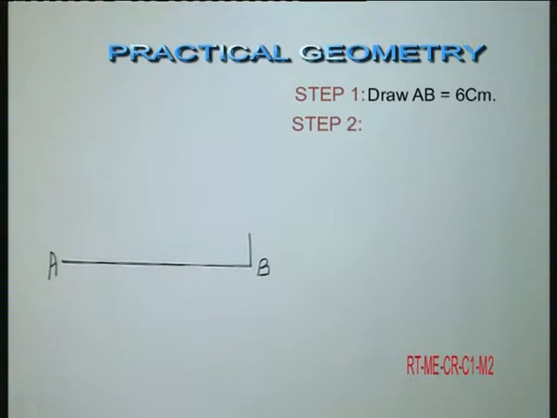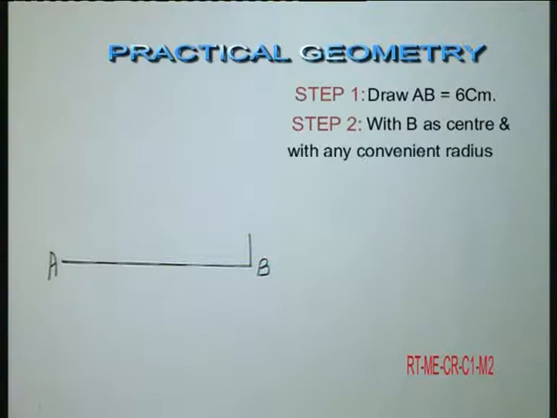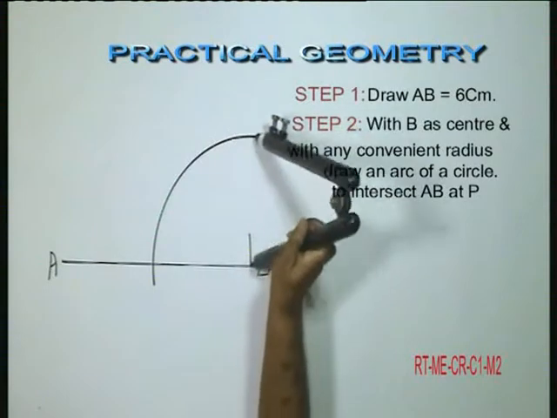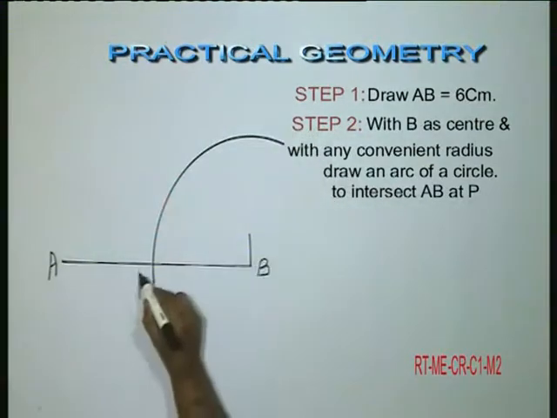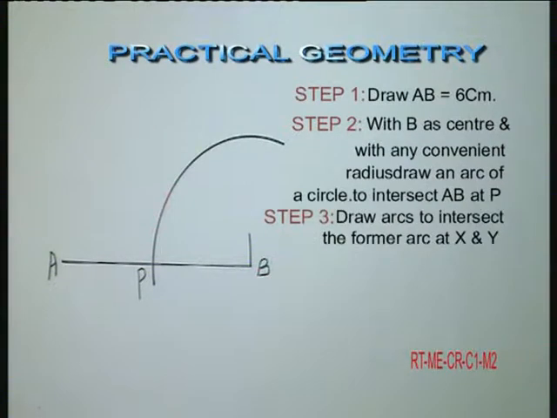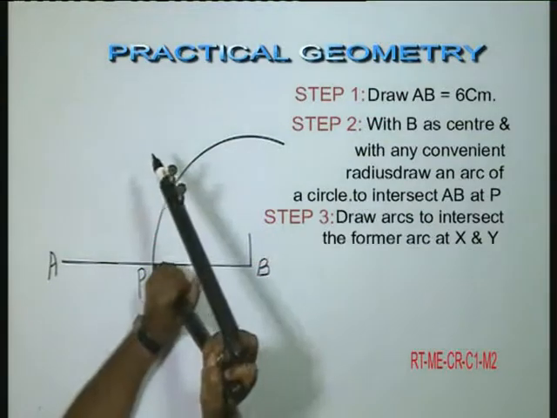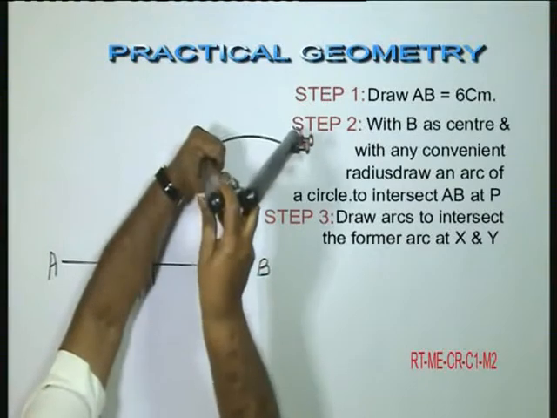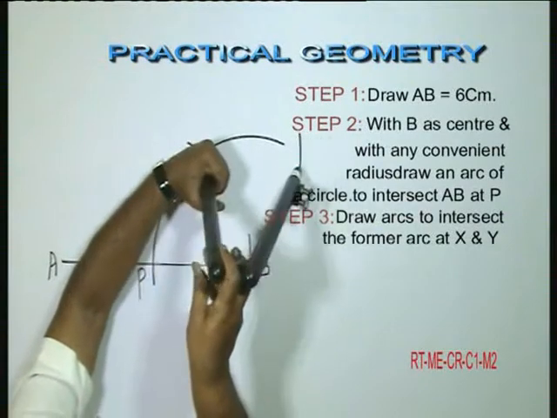Step 2. With B as center and with any convenient radius, draw an arc of a circle to intersect AB at P. Step 3. With P as center and with the same radius, draw an arc of a circle to intersect the arc at X. With X as center and with the same radius, draw an arc to intersect the first arc at Y.